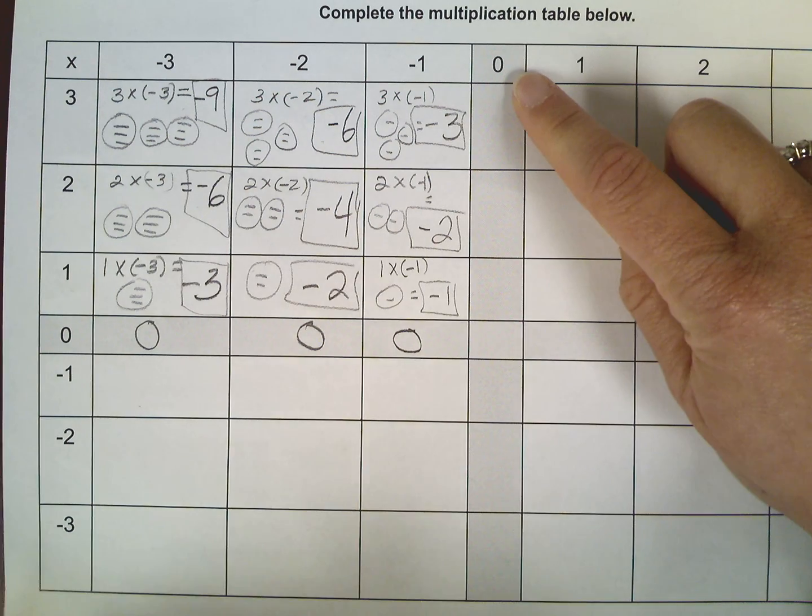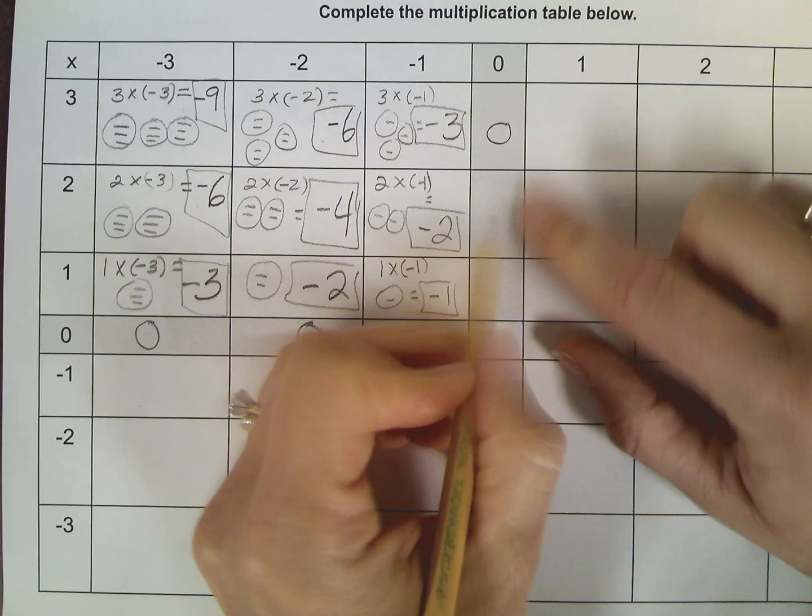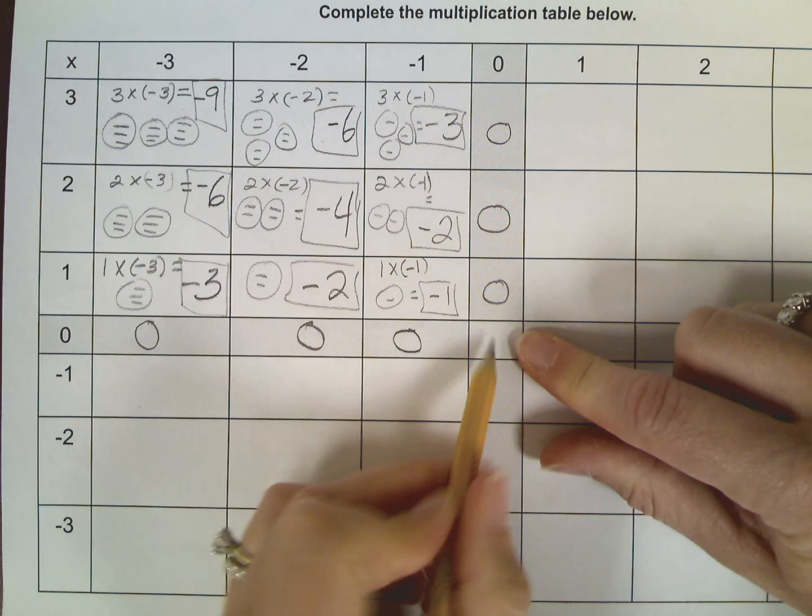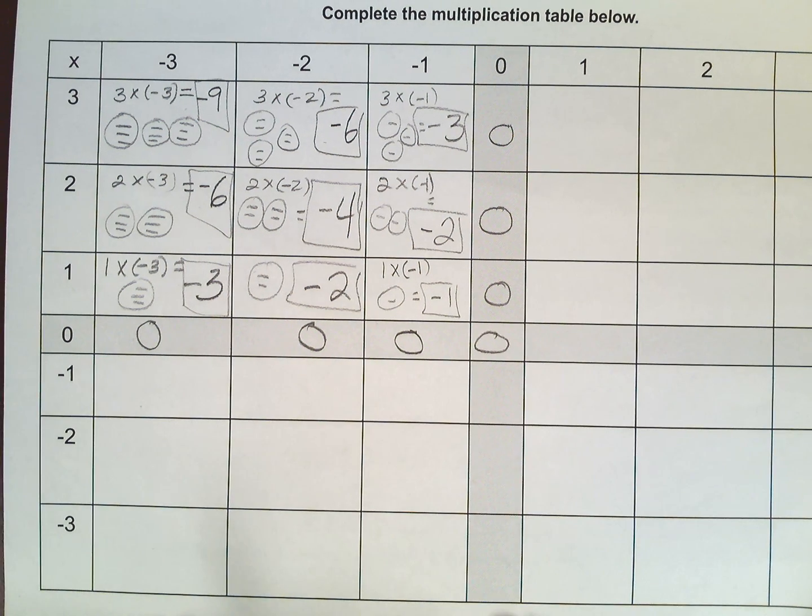And then same thing here. 3 times 0 is 0, 2 times 0 is 0, 1 times 0 is 0, 0 times 0 is 0. Okay, now let's take a look at the bottom.